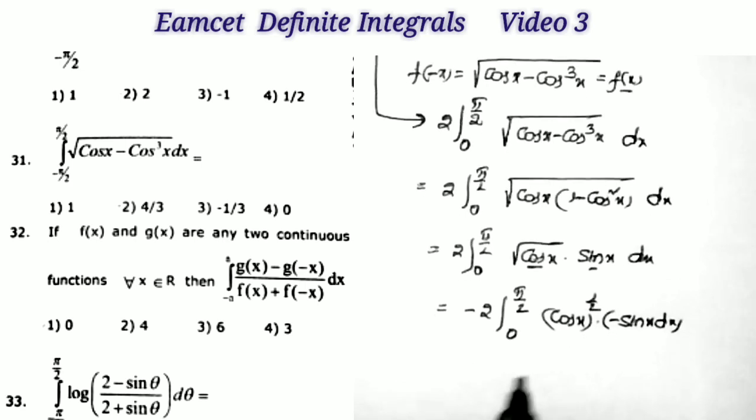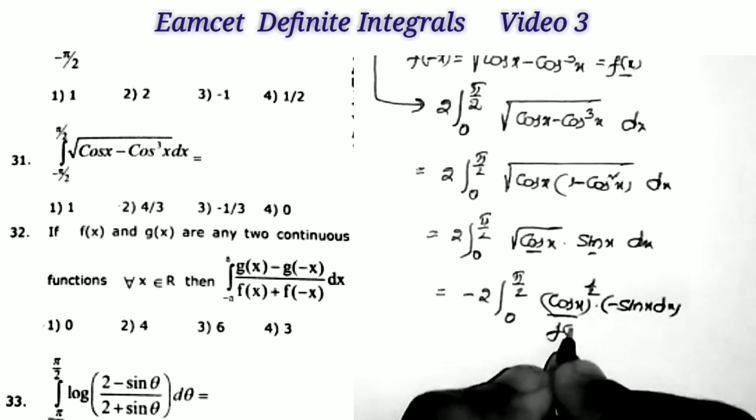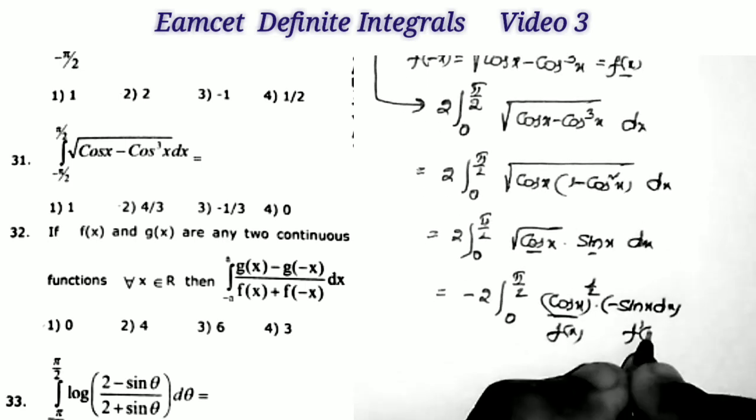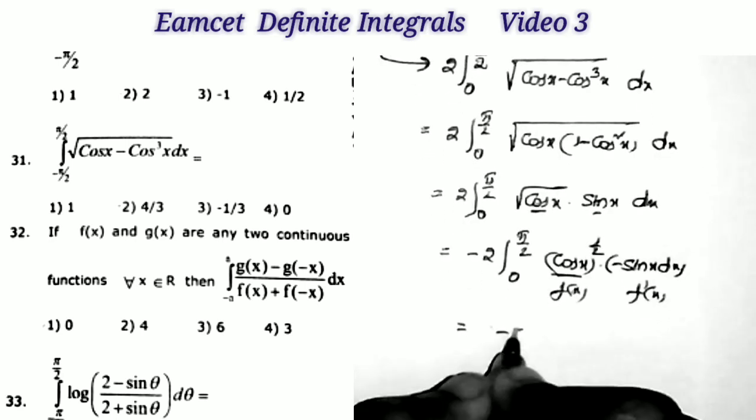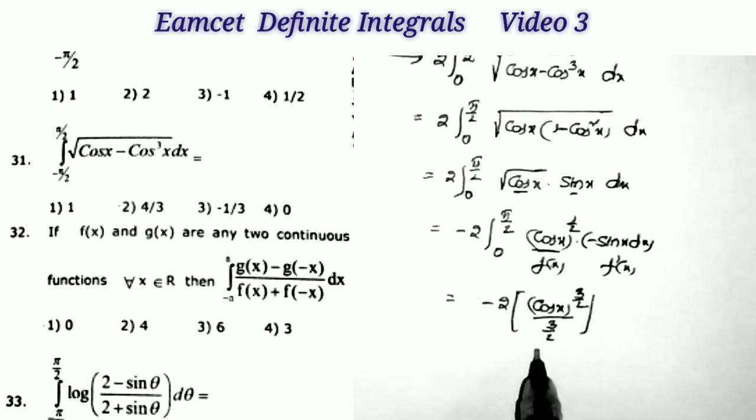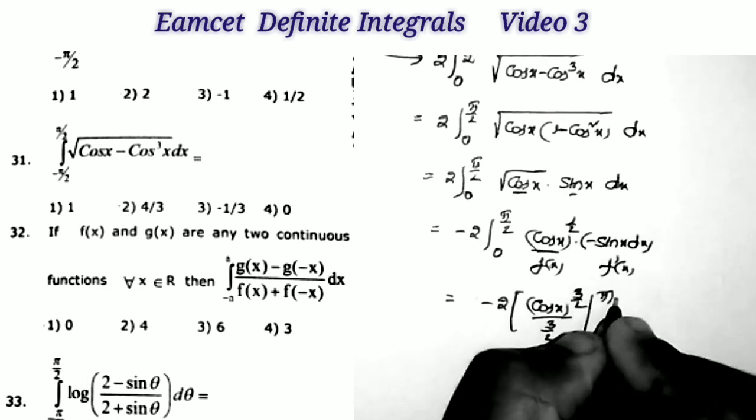Now see here, this is in the form of f of x whole power n into f dash of x. Now what is the integration? F of x whole power n plus 1 by n plus 1. Therefore the answer is minus 2 into 2 cos x power 3 by 2 by 3, so this is minus 4 by 3 into, where the limits are 0 to pi by 2.